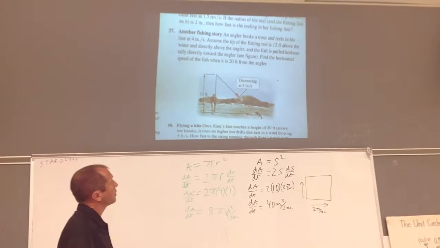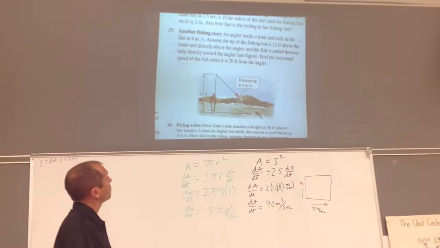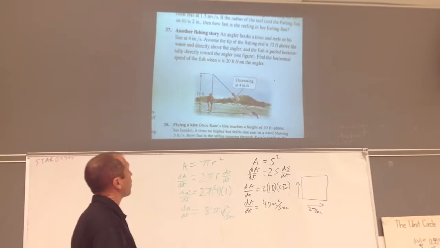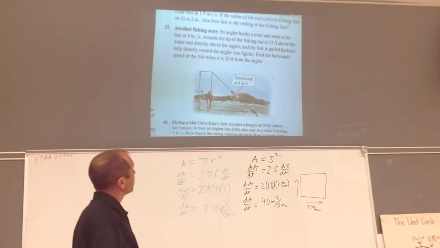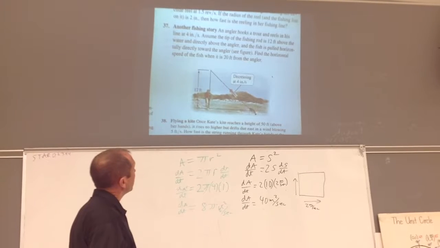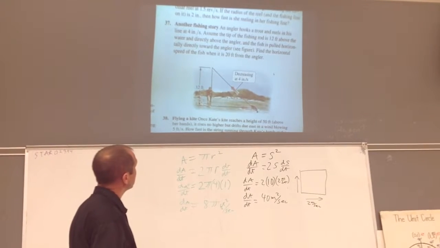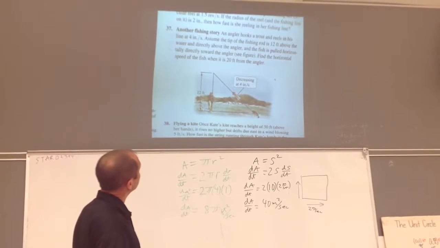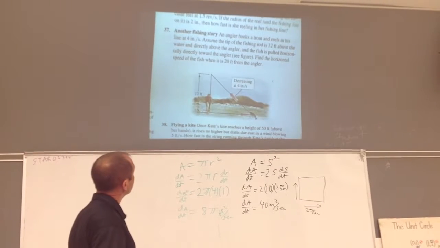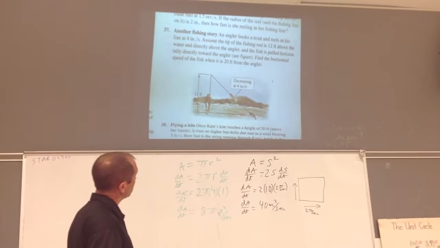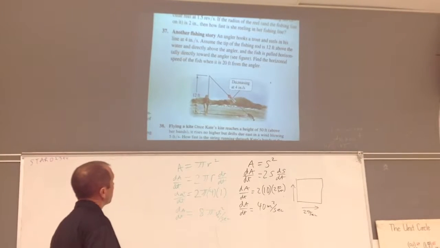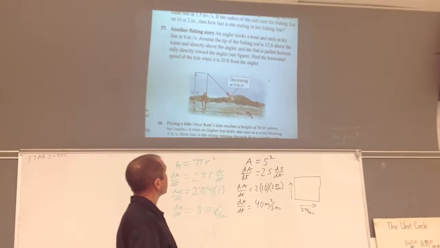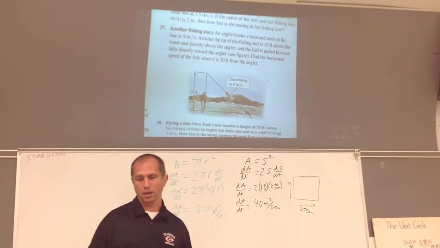Hooks a trout and reels in his line at 4 inches per second. Assume the tip of the fishing rod is 12 feet above the water and is directly above the angler. Now he looks kind of uncomfortable holding that fishing rod, but anyway. And the fish is pulled in horizontally directly toward the angler. Find the horizontal speed at which the fish is moving when it is 20 feet from the angler.